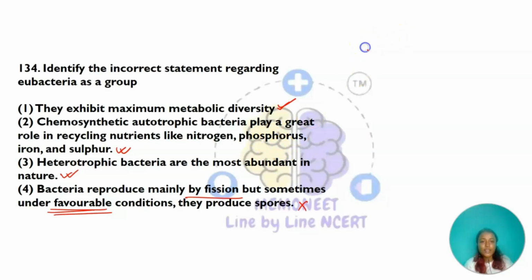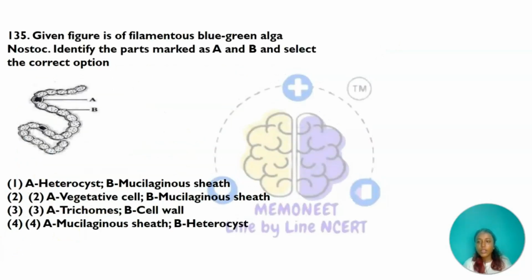So, spores are very small reproductive structures which are produced in a sporangia, and when this sporangia explodes, it just spreads out in the environment, thereby producing new organisms. So that is how. Let's move on to the next one, which is: in the given figure is the filamentous blue algae nostoc. Identify the parts marked as A and B. Select the correct option.